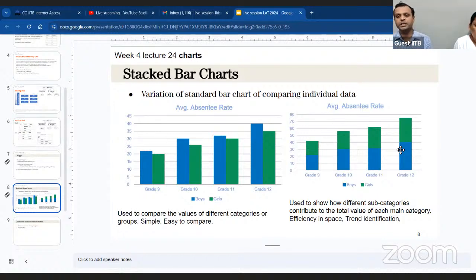Again, here we cannot easily compare whether boys are more or girls are more. I need to look at the 41 and subtract it from the 20. What are these values? Not easy to compare. It's not simple, but this is very simple. Oh, that's the difference. I hope this is clear. We will be discussing this in class. I think this will be helpful when you are doing week 4.